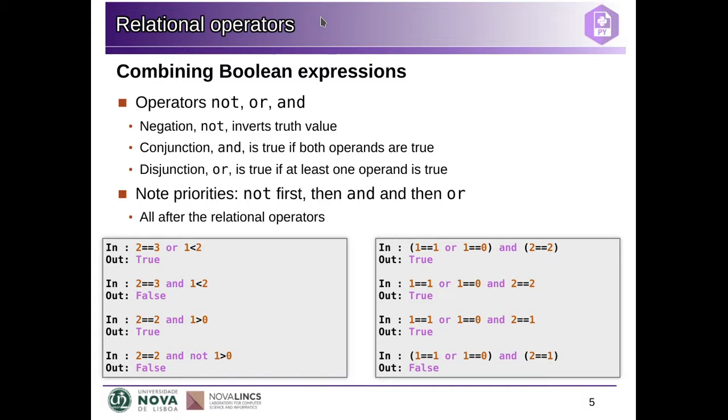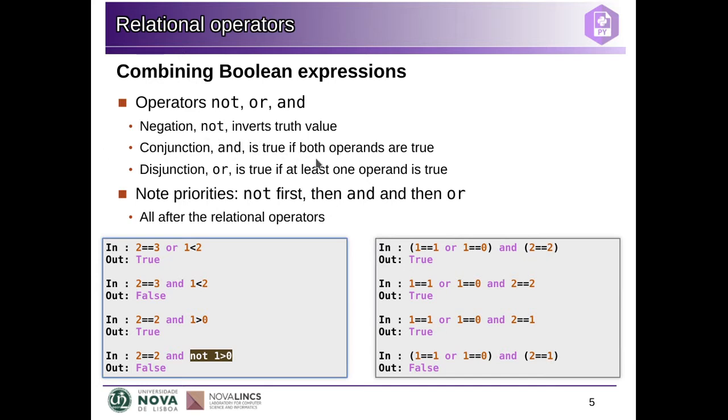You can also combine these Boolean expressions, so everything that can be evaluated as true or false can be combined with these operators: negation, disjunction, and conjunction. Negation inverts the truth values. This is true, 1 is greater than 0, not this becomes false.